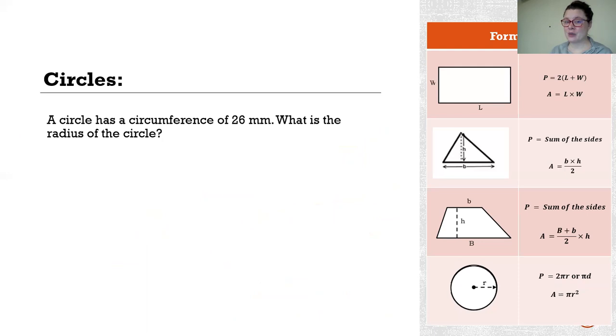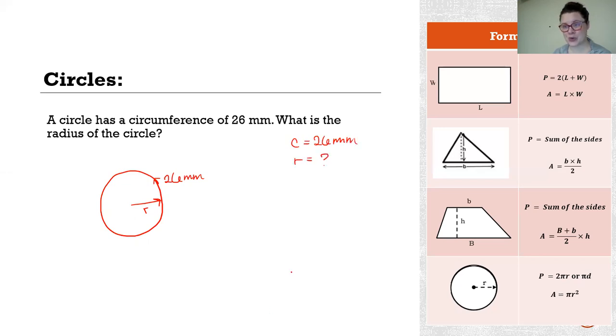A circle has a circumference of 26 millimeters. What is the radius of the circle? So this time, let's draw our picture. We know the circumference. The circumference is 26 millimeters. We want to know what is the distance, the radius, the difference from the middle to the outside. So circumference is 26. Radius, I don't know. So this is one where we're going to have to work backwards.